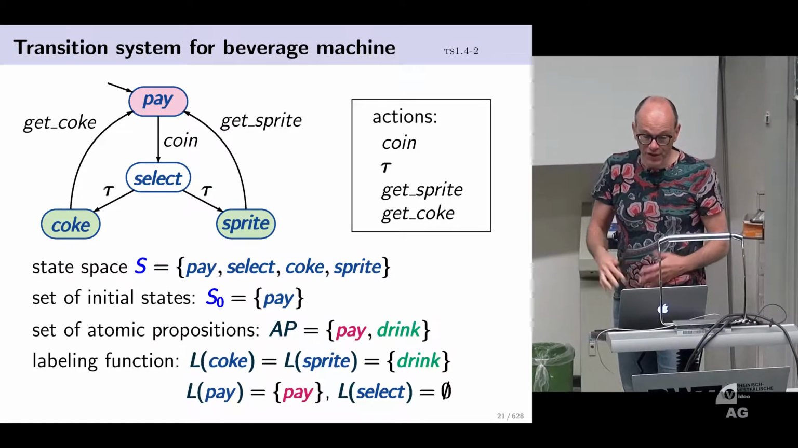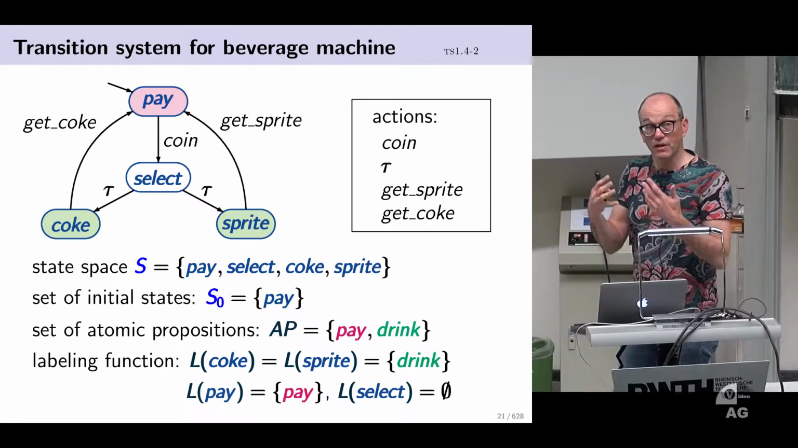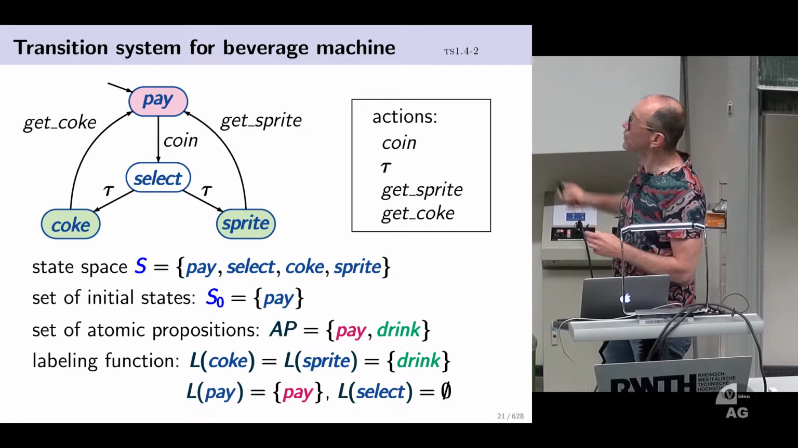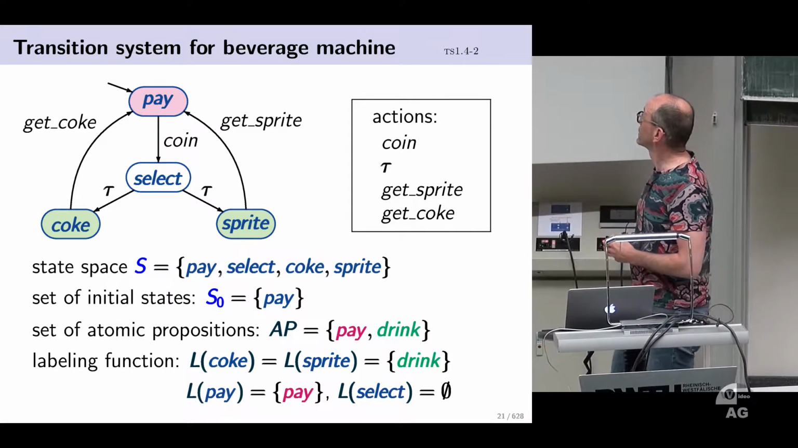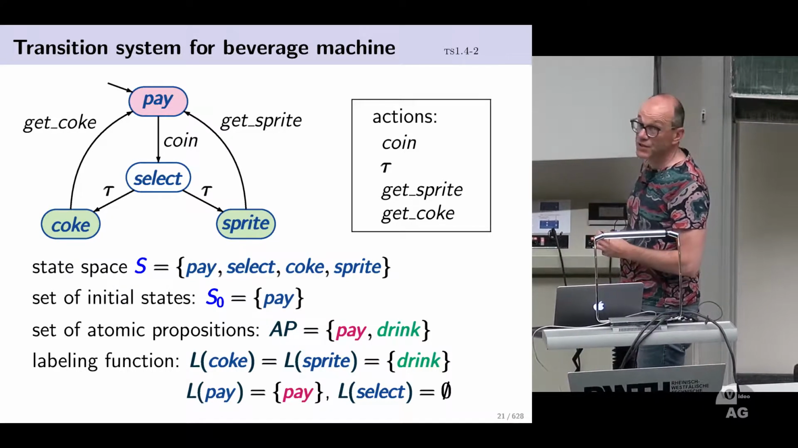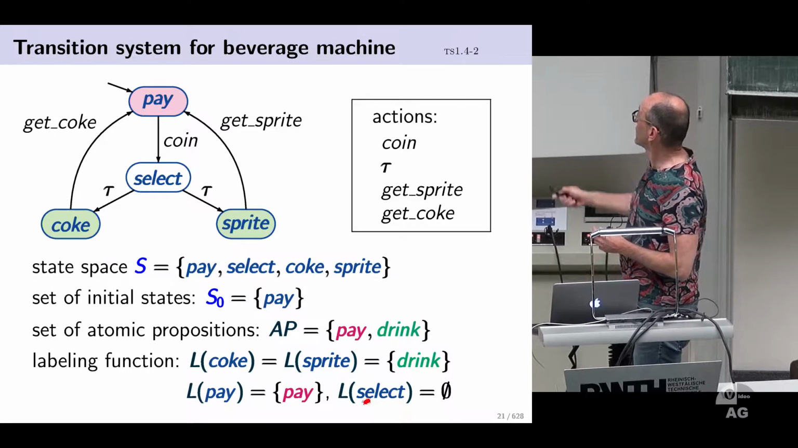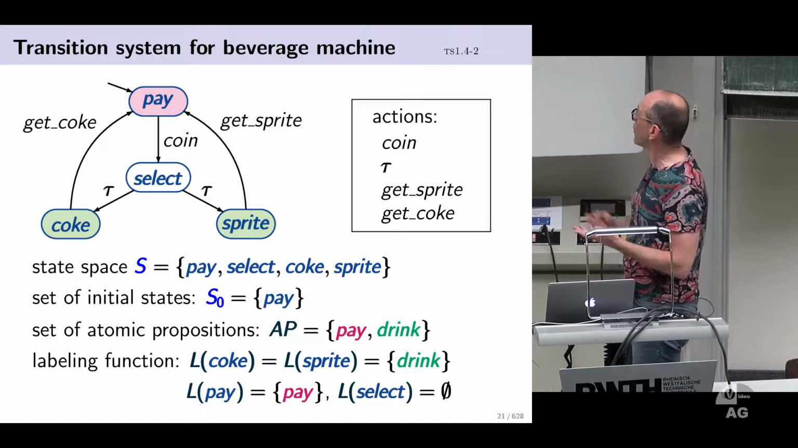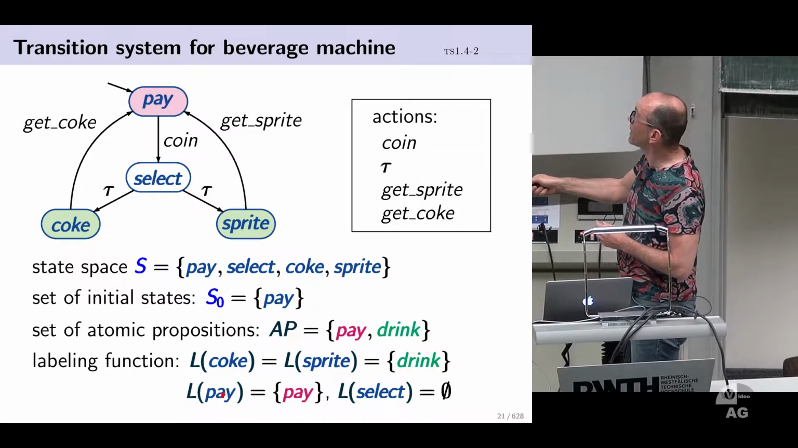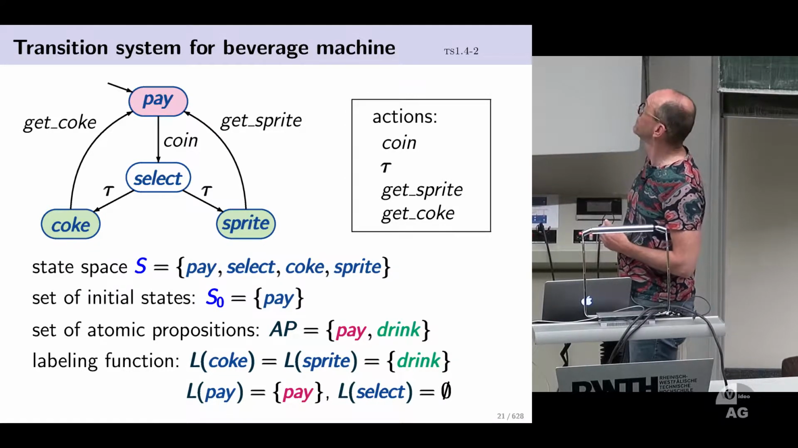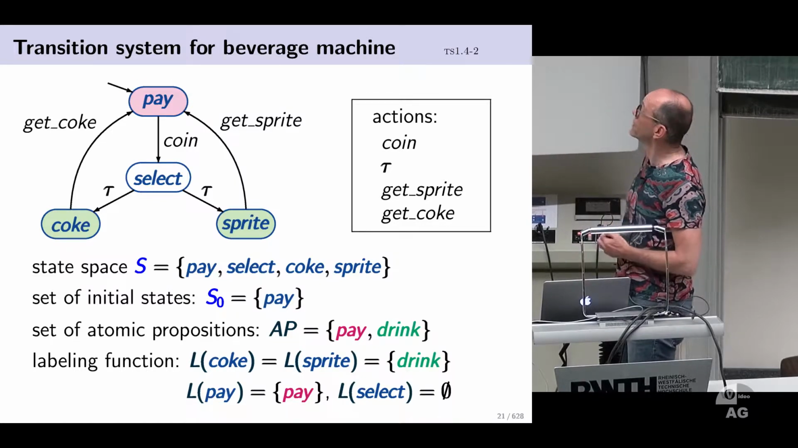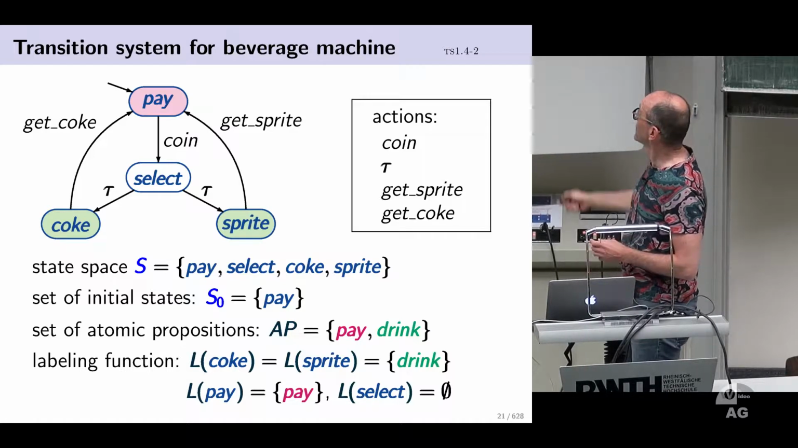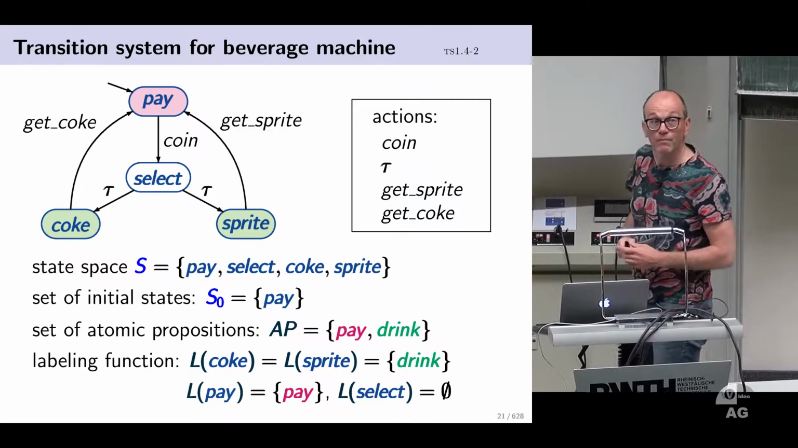The set of atomic propositions, I indicate them here with colors. So these are, let's say, the elementary properties. Suppose that the elementary properties are something of the form pay and drink, red and green. Then we have to define which states satisfy which properties. We say, well, in the select state, no property holds. In terms of color, this means that the color is simply transparent, it's white. Then the state pay is labeled with the singleton set pay, indicated by the red color over here. And the 2 states on the bottom, Coke and Sprite, are labeled with the singleton set drink, and that means I colored them green.